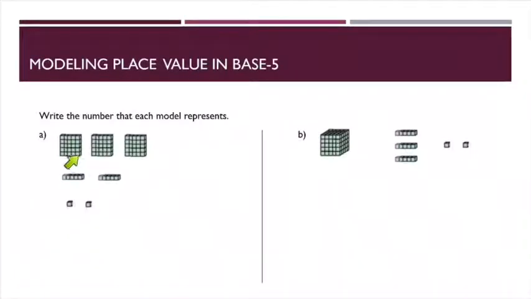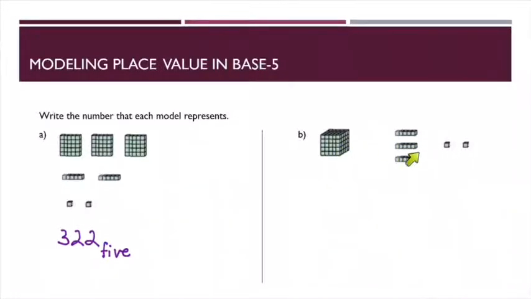Now we're still in base 5 here, and you can tell that because my flat is 5 by 5, and this long is a set of 5 units, so we're definitely in base 5. So let's write each of these numbers. Here we have 3 flats and 2 longs and 2 units. So this number is 322 base 5.